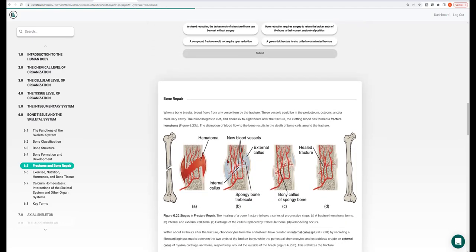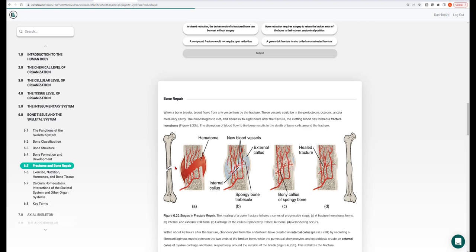And then let's just talk really quick about what happens with bone repair. So you break a bone, right? Again, good example of the femur. We've got an oblique fracture here. Everybody see that? It's not perfectly straight across. It's at an oblique angle. If it were straight across, right, that'd be a transverse fracture. This is an oblique. So what's the first thing that's gonna happen?